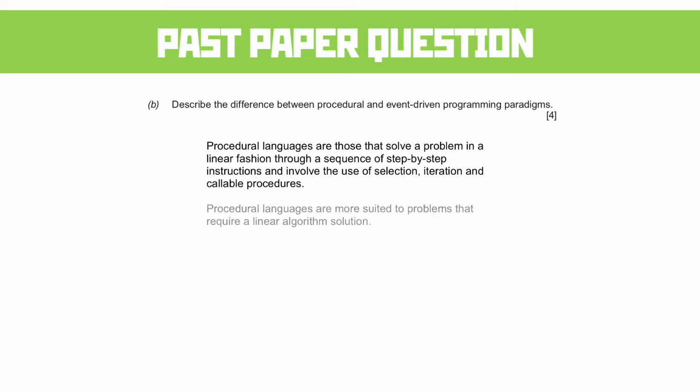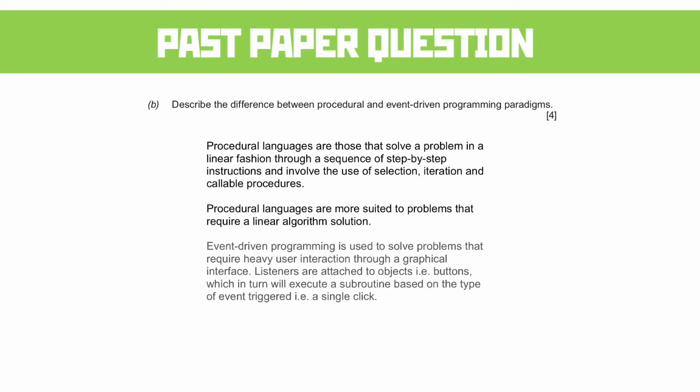Procedural languages are very suited to problems that require a linear algorithmic solution. So what does that mean? That means if you can think through the solution from start to finish in a single process, they are a very useful way of building software. However, some software is not linear. Some software you can't just click go and let it execute. Video games, things that require a user interface are different, and we don't know in which order they will be used. Event-driven programming then is used to solve problems that require heavy user interaction, maybe through a graphical interface.